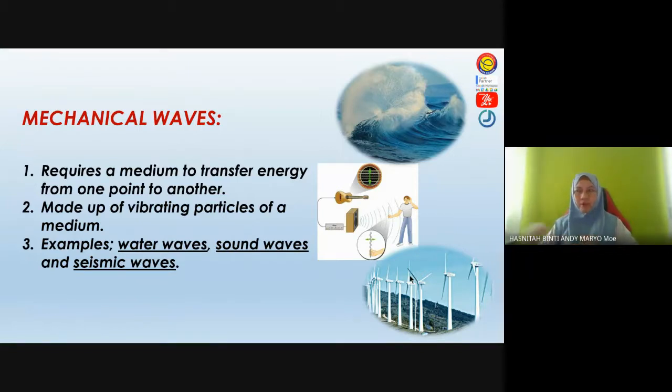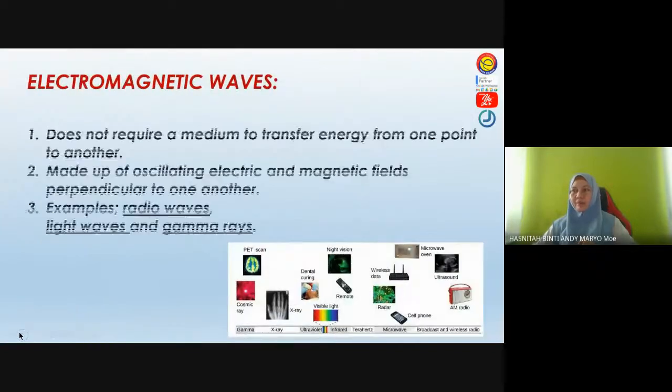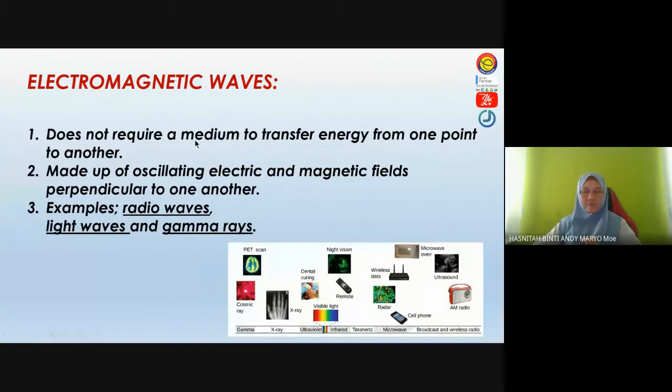Okay, while for electromagnetic wave, the first point you write, does not require a medium to transfer energy from one point to another. Okay, this is the second point you can write: made up of or consists of oscillating electric and magnetic fields which are perpendicular to one another. Okay.